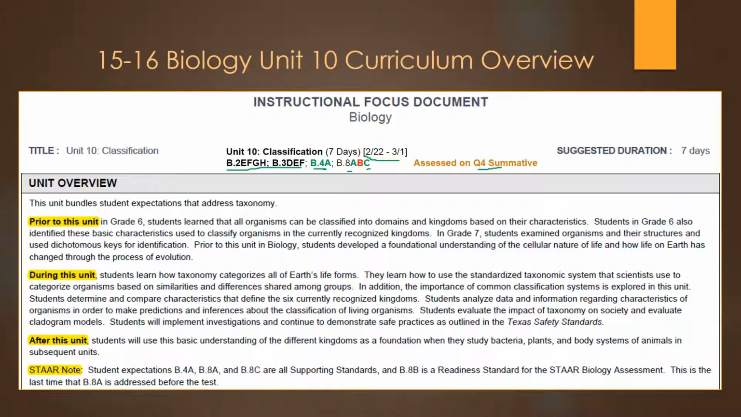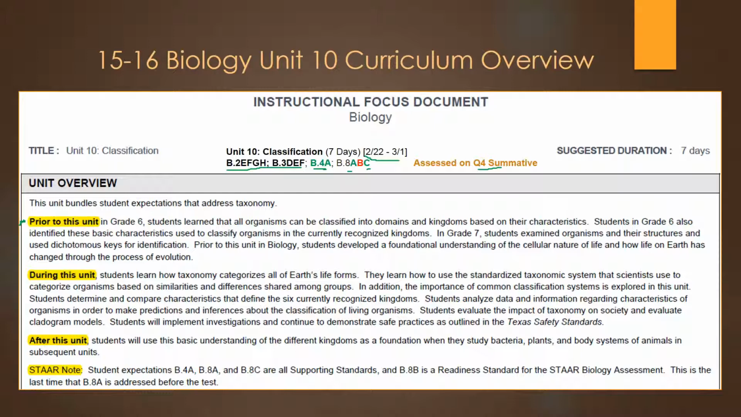Starting off looking at our prior to this unit, we always focus in on the prior to the unit because we know that is where we get our engage. From our prior to this unit, we are accessing student prior knowledge from grade 6, grade 7, and what's been covered already in biology. Later on in the presentation, I'm going to demonstrate what an engage lesson frame would look like to give you a better idea of how to use this information in the prior to this unit.